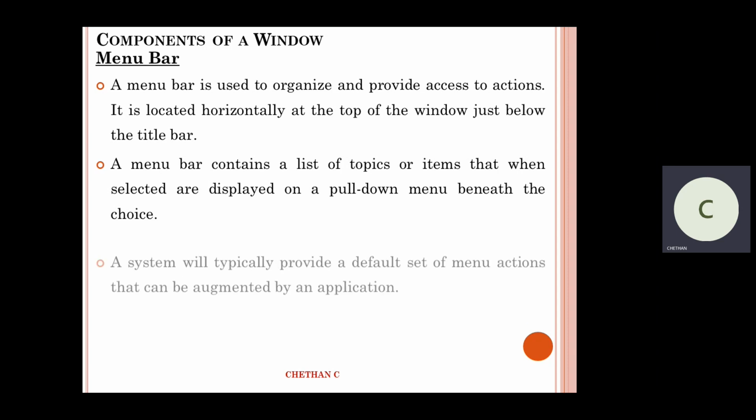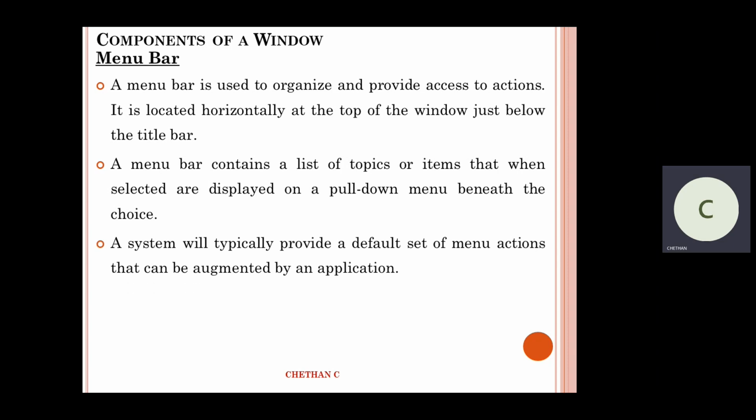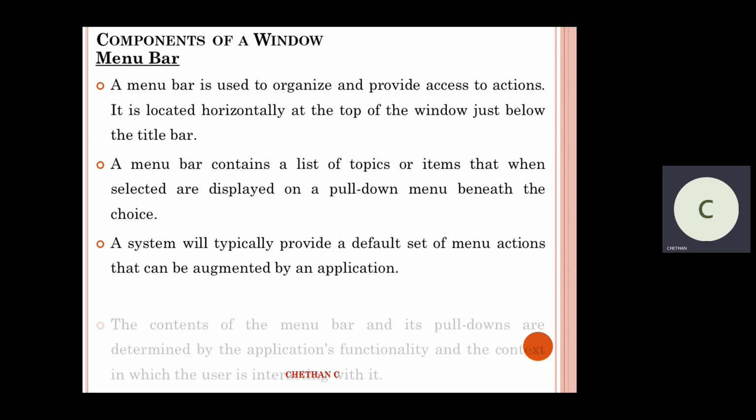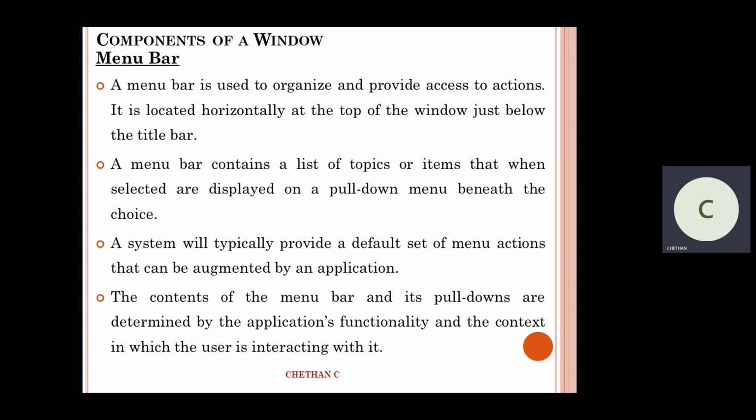Next, a system will typically provide default menu actions that can be augmented by the application. The contents of the menu bar can be changed. It can be done in the form of a horizontal one, or it can be a vertical pull down, determined based on the functionality, based on where you're going to use it. That is in terms of the menu bar.